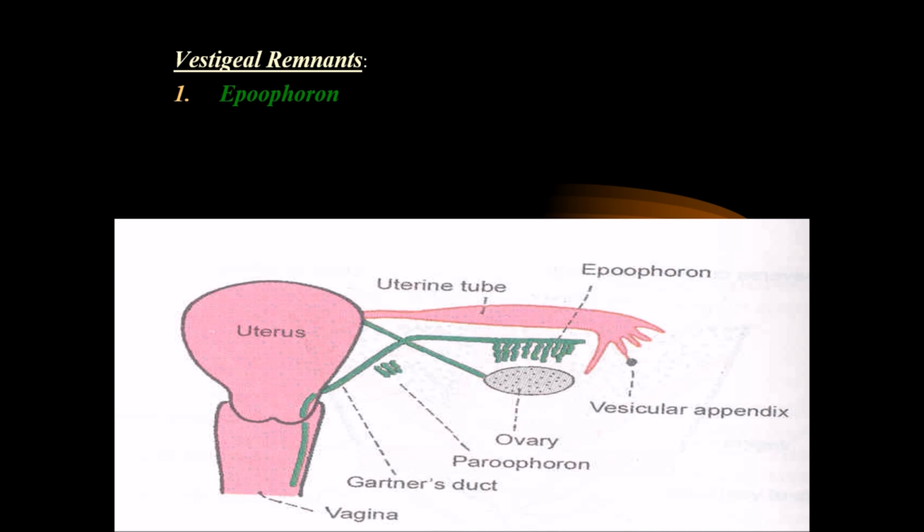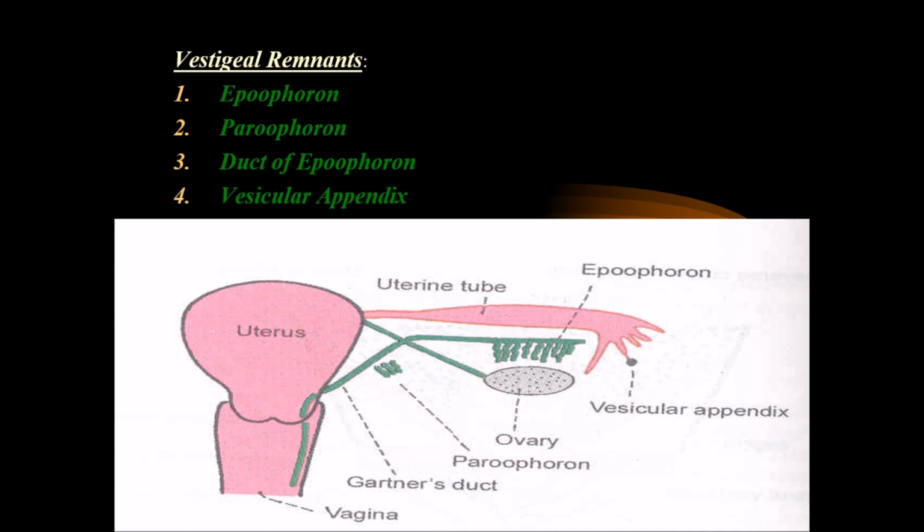Coming to the vestigial remnants. During the development of the uterus, there will be some remnants which still remain even after adulthood. So these are, one is called the oophoron, then the parophoron, and then we have the duct of the oophoron. This is also called Gardner's duct. And the fourth one is the vesicular appendix.